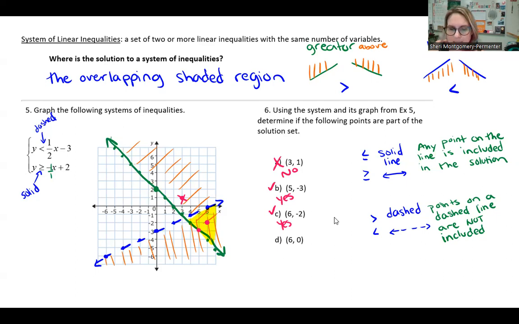And last, I've got (6, 0). What kind of line? Is it on a solid or a dashed line? So does it work or not work? No, this one does not work.